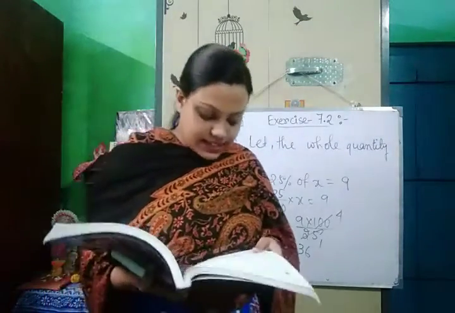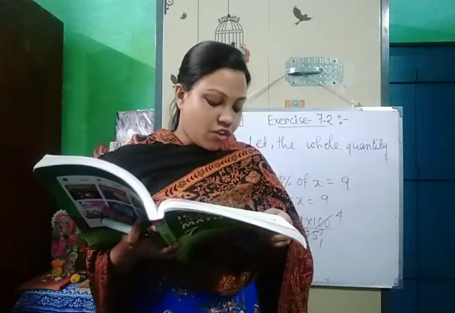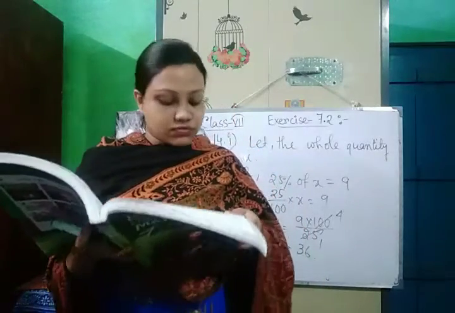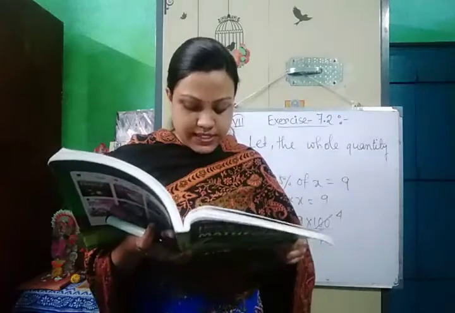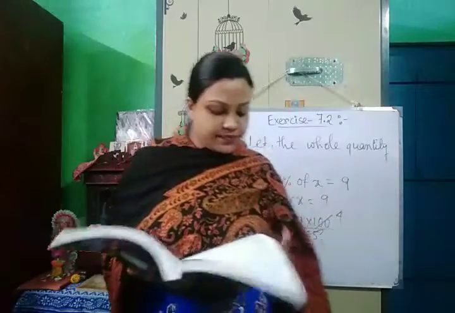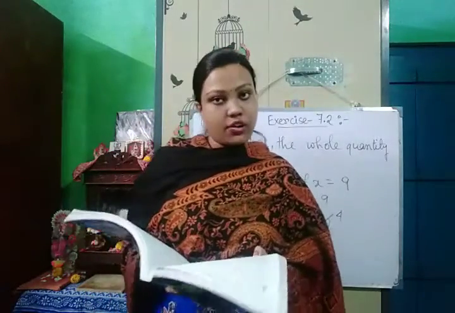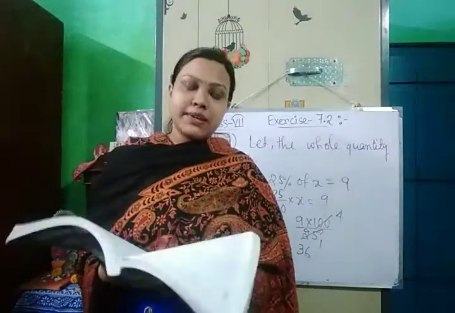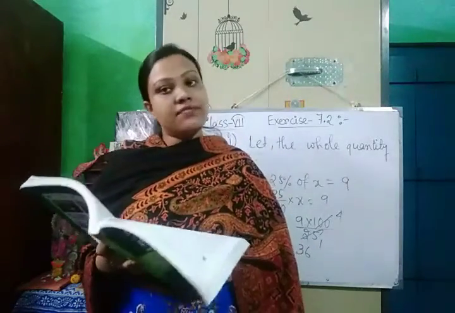Next, question number 16 I am doing. Question number 16: 16% of the apples in a basket go bad, means they have rotten. Now, if there are 42 good apples in the basket, find the total number of apples in the basket. Now see, 16% of the apples are bad. Okay. And 42 are good apples. So if 16% apples are bad, then what is the percentage of good apples? That we will find out.